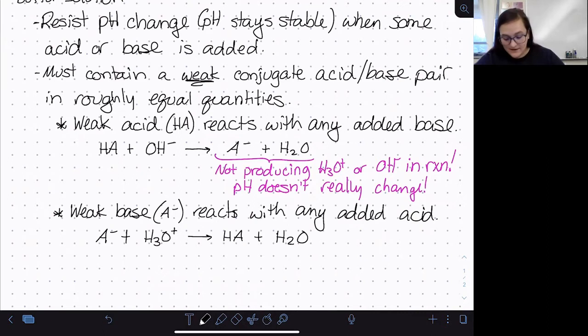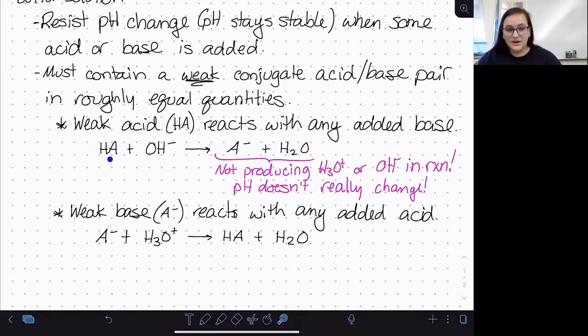So once again, same idea, we're not producing any hydronium or hydroxide in this reaction. We're adding some hydroxide in and it's immediately getting reacted away. This reaction goes to completion. So once again, our pH doesn't really change. Essentially, you add base, there's acid there to absorb it. You add acid, there's base there to absorb it.